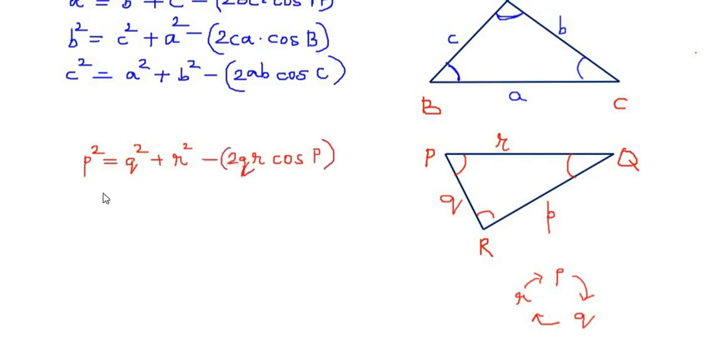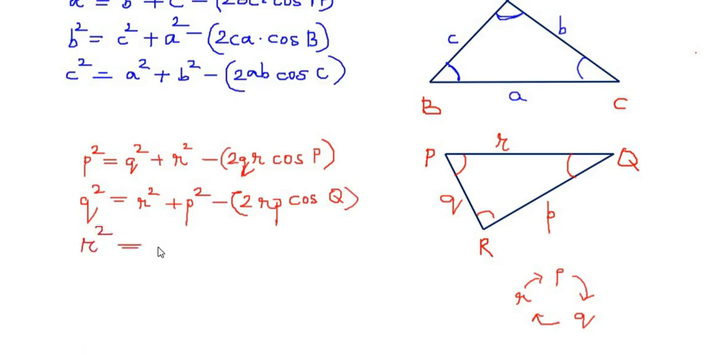So if Q is asked, again Q squared equals R squared plus P squared minus 2RP cos of angle Q. And finally, you might have guessed, for R squared we are going to start with P squared plus followed by Q squared minus 2PQ cos of angle R. So this is the way we write the cosine rule.